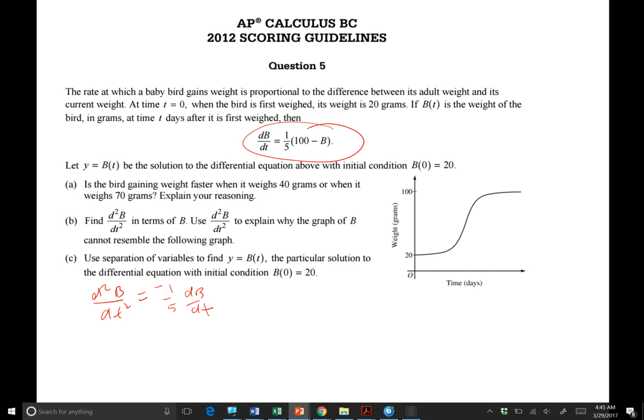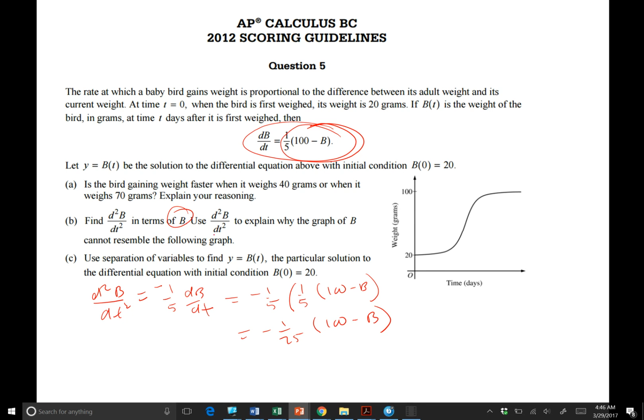And I can substitute back in for the dB/dt. So I'm going to plug that back in. So I've got negative 1/5 times 1/5 times (100 minus b). And if I simplified that a little bit, I'd have negative 1/25 times (100 minus b). So that's the first part of it. That's in terms of b. Find the second derivative in terms of b.